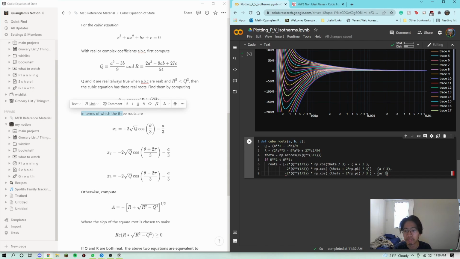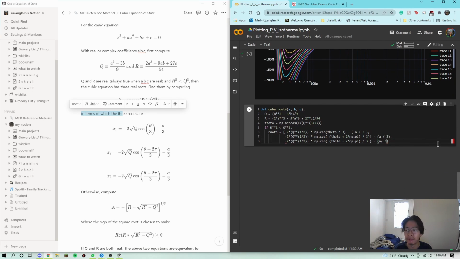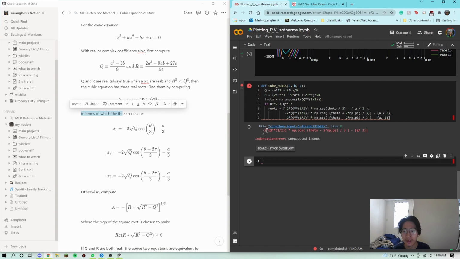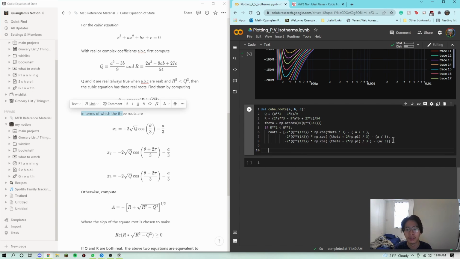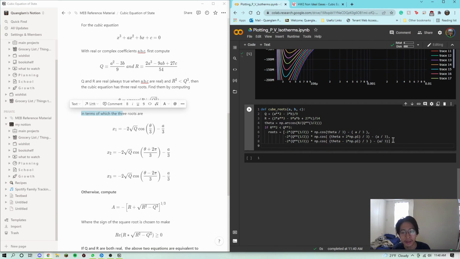Okay. Where did my square bracket go? It disappeared. I hope that I'm not missing anything. Unexpected indent. There it is. That's where it disappeared to. Okay. Let's make sure that, yep, parentheses match up. Perfect. Okay. And then after this, we'll want to, apologies, that's the right indentation. Return np.sort(roots).